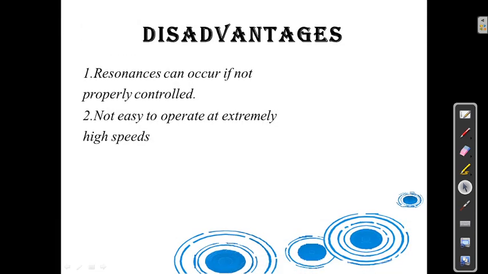Then the disadvantages of the stepper motor. First, resonance can occur if the motor is not properly controlled. Second, it is not easy to operate at extremely high speed. If it is running at high speed, we cannot easily operate the stepper motor.